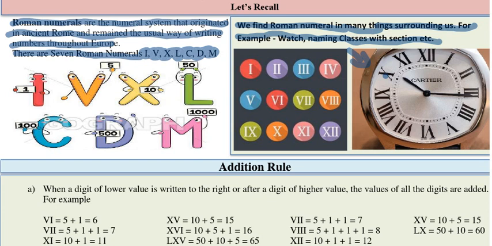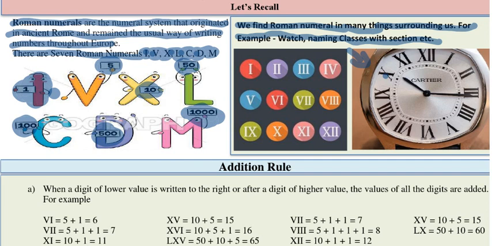Now a very important thing is the value of these I, V, X, L, C, D, M. So here I means 1, V means 5, X means 10, L means 50, C means 100, D means 500 and M means 1000. So these are the values of these.